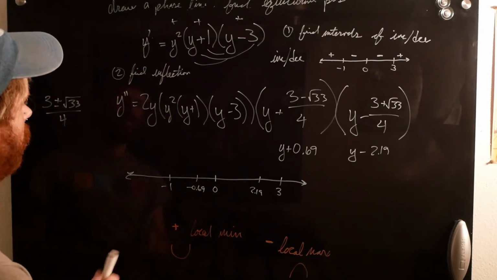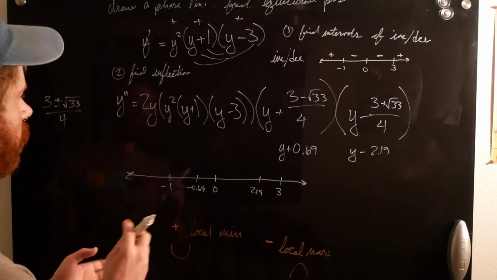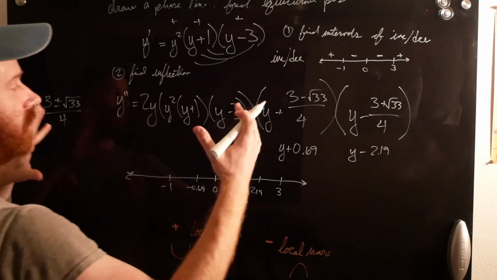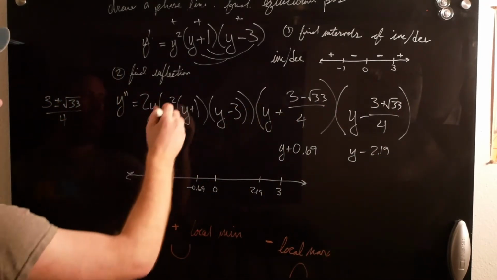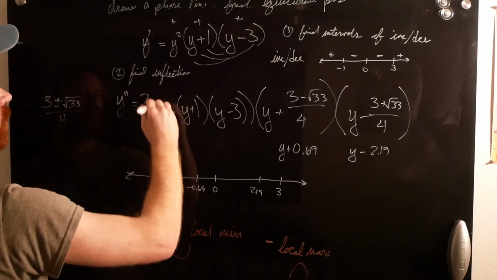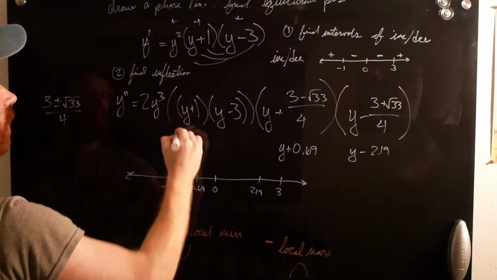So negative 2, well, you know what? First, I'm just going to rewrite this really quick to make it a little bit easier. I'm going to pull this y squared out. Since this is all multiplied together, I'm just going to pull this y squared out and put it with that y. Makes things a little bit easier. So I'm going to call this 2y cubed, and then all this.